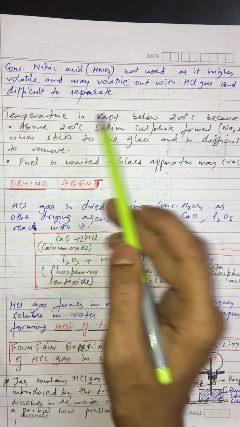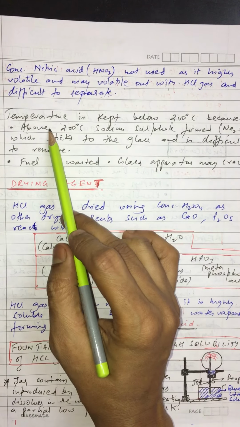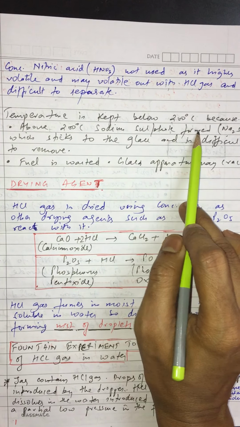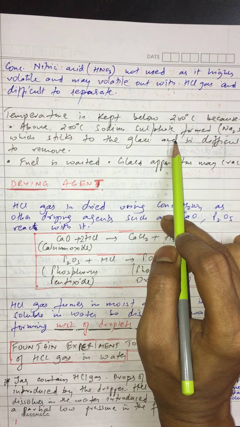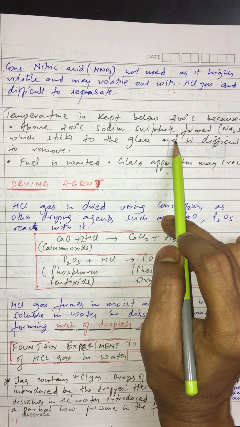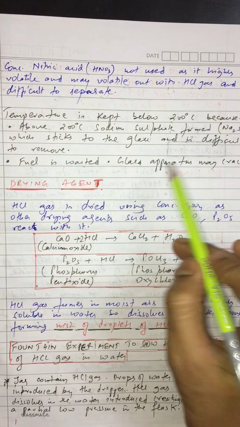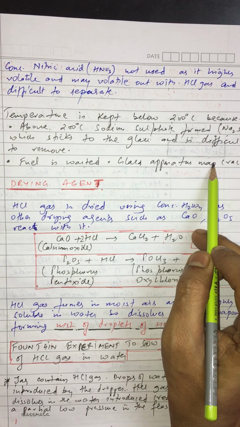Now why is the temperature kept below 200, not above 200? There are a few points. Above 200 you have seen sodium sulfate is formed. Now this salt sticks to the glass and it becomes difficult to remove. So the temperature should be less than 200. Other important points being, some amount of fuel is wasted. The glass apparatus may crack at high temperature, so we prefer temperature less than 200.